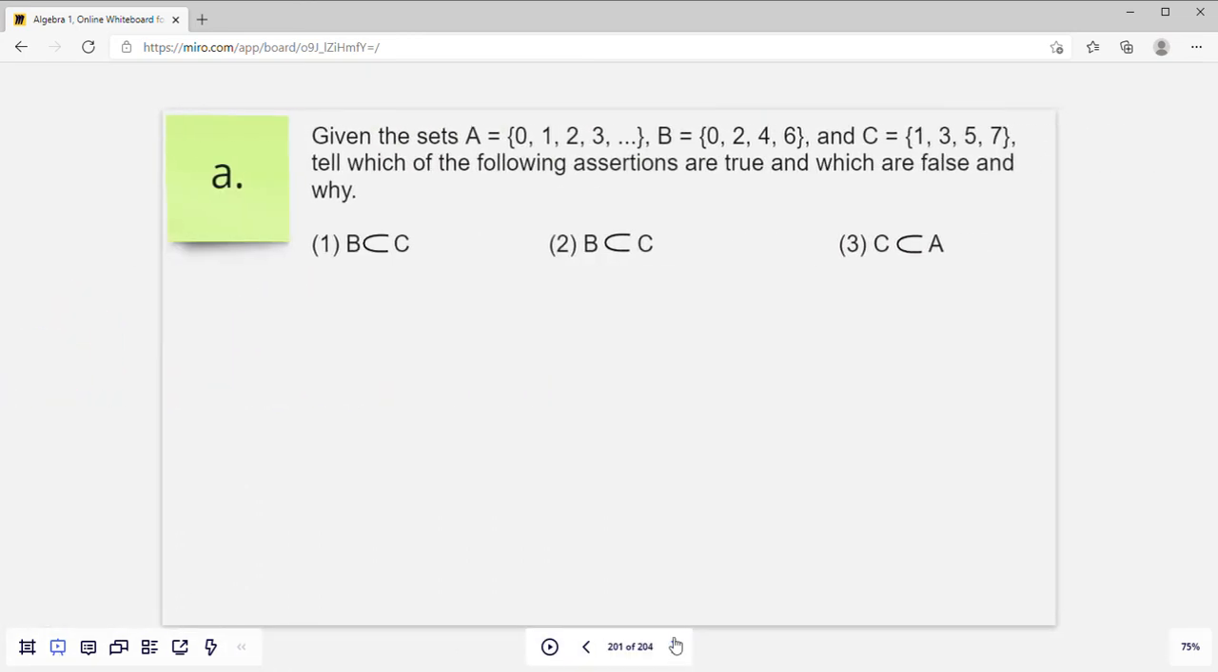All right, so practice A. This one has some sets, and we're supposed to tell if they're subsets of each other. So we've got set A, B, and C. Tell which of the following assertions are true and which are false, and then explain why.